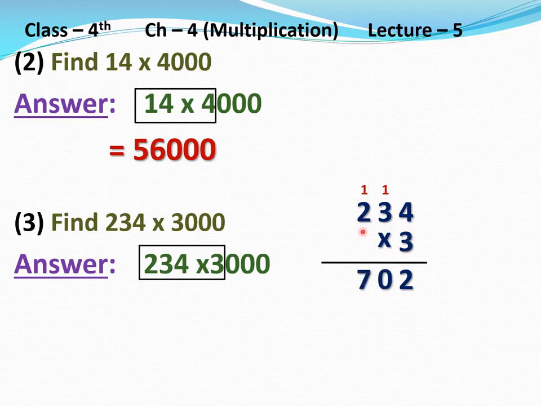3 2s are 6 plus 1, 7. Write 7 here. 234 multiply 3 equal to 702 and then place 3 zeros to the right side of the product. So write down equal to 7,02,000. Thus 234 multiply 3000 equal to 7,02,000. Okay.